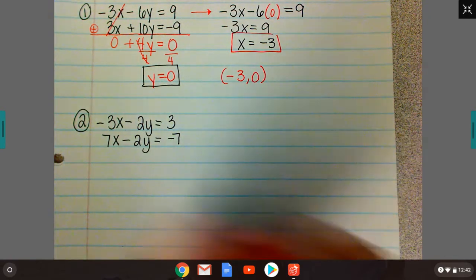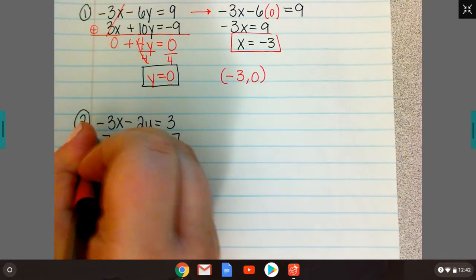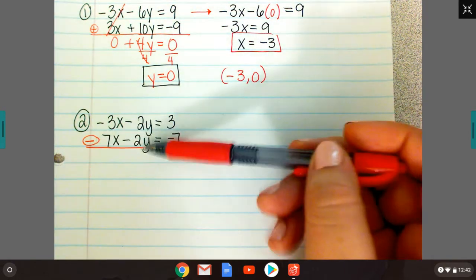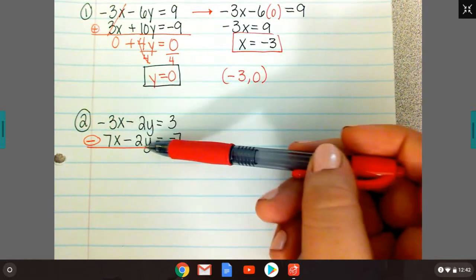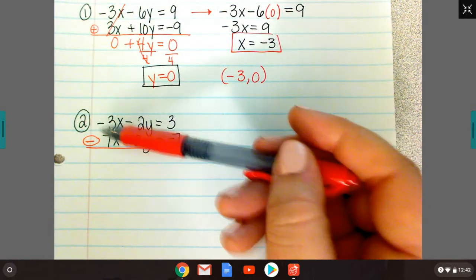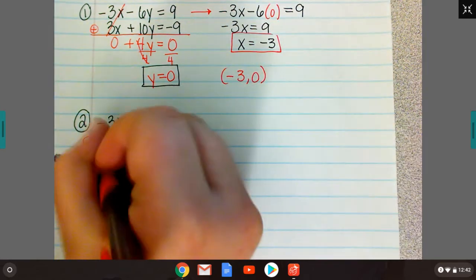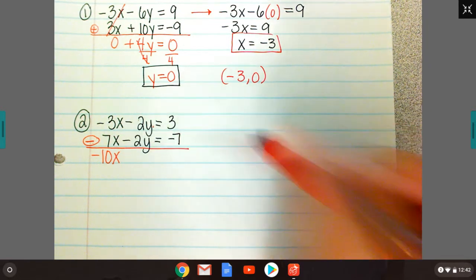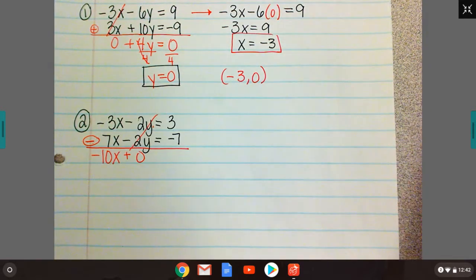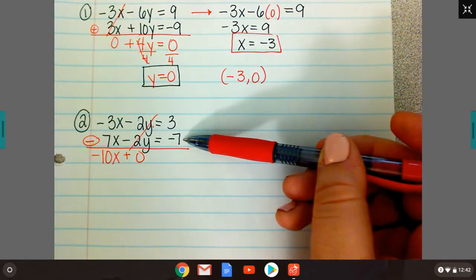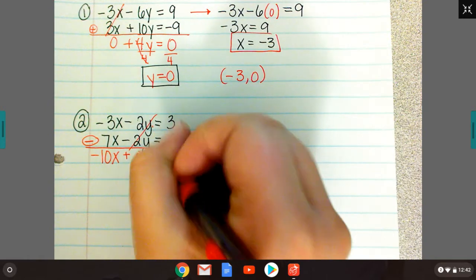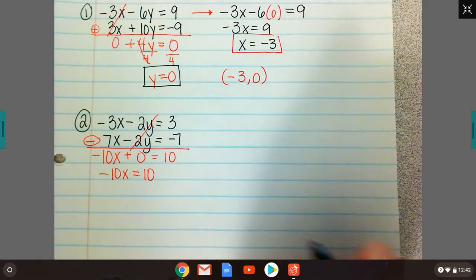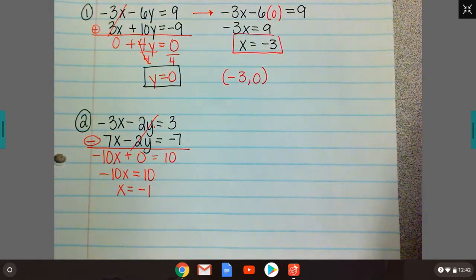So I can't add them, but what I could do is subtract them. So we're going to subtract this whole second piece. So that'll end up making the y's cancel out, because I'll have a negative minus a negative is a negative plus a positive. So let's look at our x's first. Negative 3x minus 7x is negative 10x. Negative 2y minus negative 2y is the same as negative 2y plus 2y, which goes away. That's 0. And then 3 minus negative 7 is the same as 3 plus 7, so that's 10. We've got negative 10x equals 10, and x equals negative 1. So there's the first of our two.